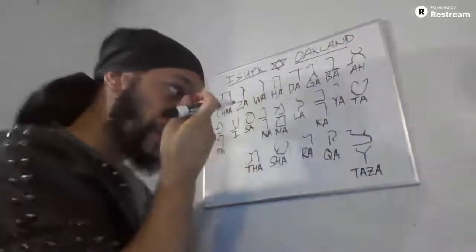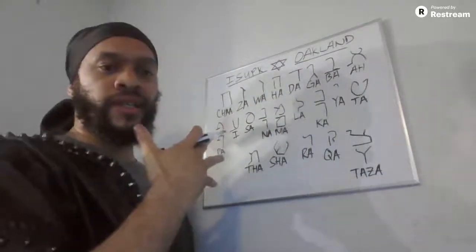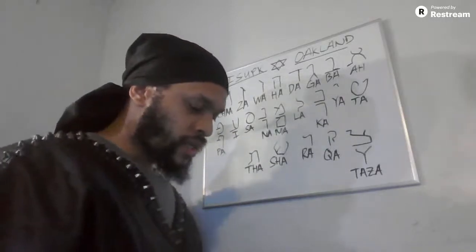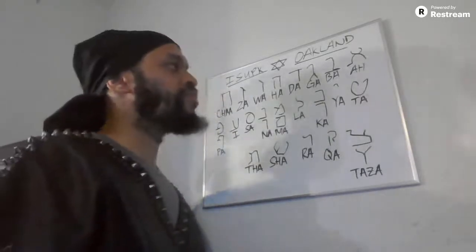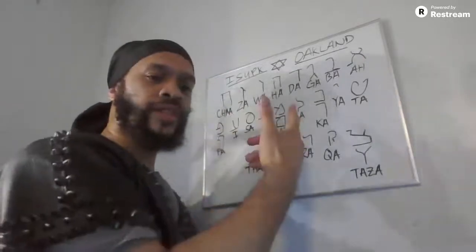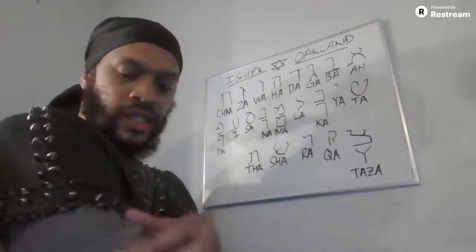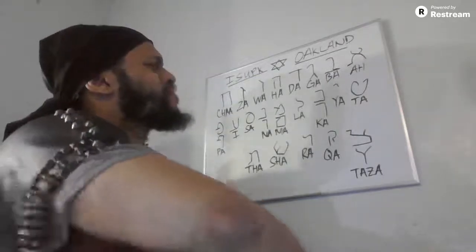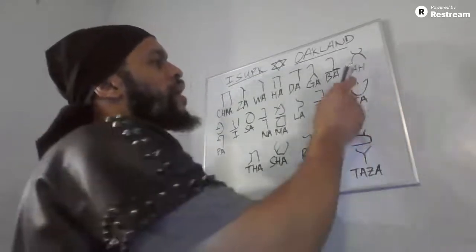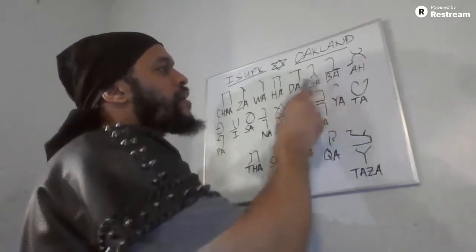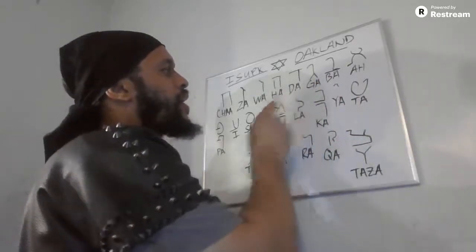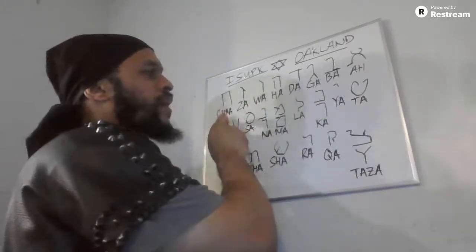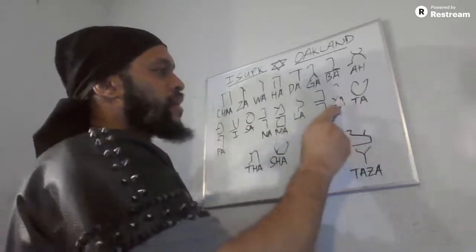All right, so this is the Assyrian. If you understand the Assyrian, you're able to translate it into the ancient and transliterate it into the English as well. So you've got A, Ba, Ga, Da, Ha, Wa, Za, Ka, Ta, Ya.